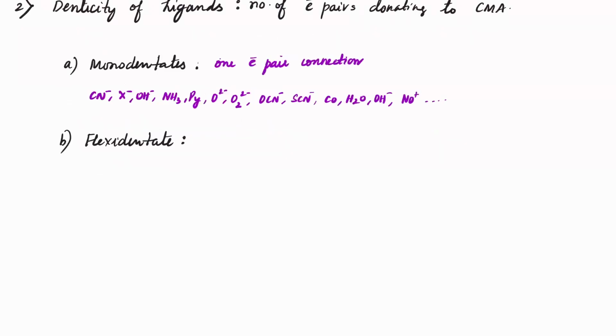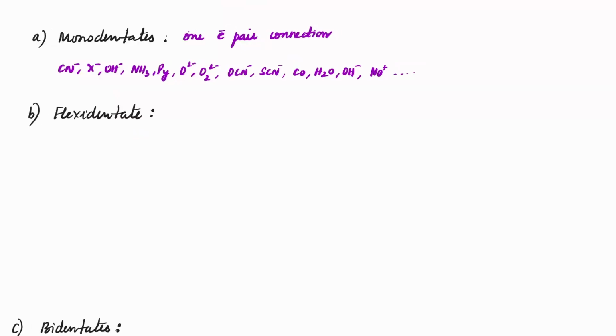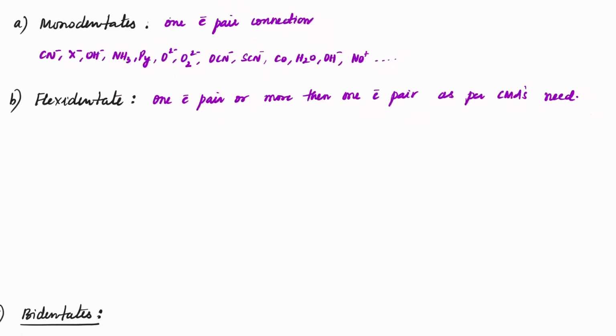Next, let us see what is flexidentate. Flexidentate means it can offer one electron pair or more than one electron pair, as per the CMA's need. So if the central metal atom requires two pairs, it will provide two. If it requires only one pair, it will donate only one pair. For example, carbonate CO3 2 minus. CO3 2 minus in some cases acts like monodentate.